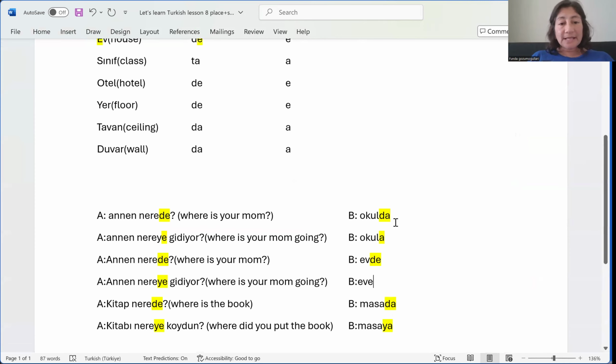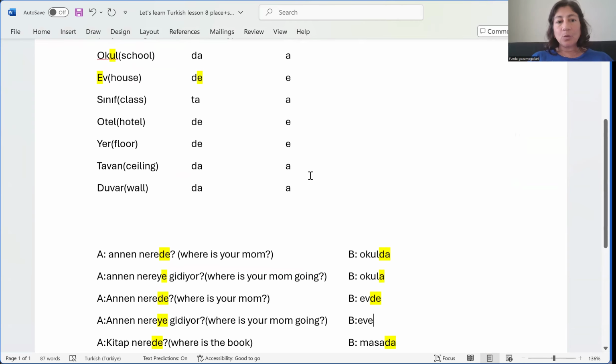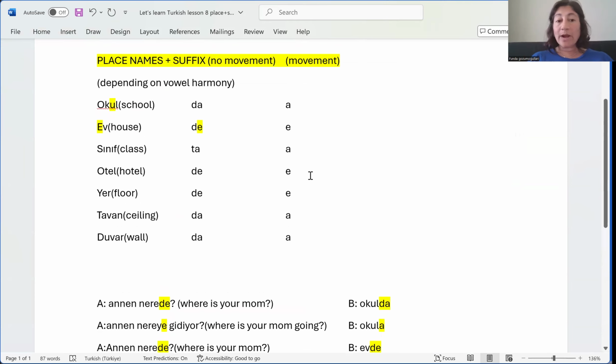So hopefully this rule will help you while talking about where things are or where you're putting things.